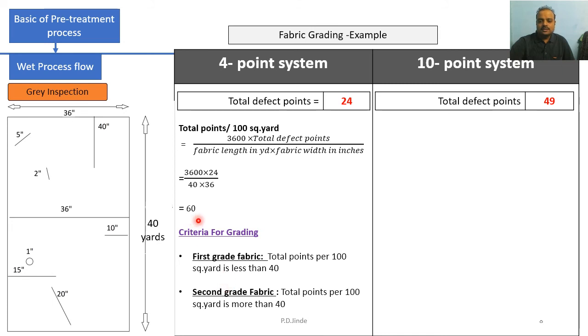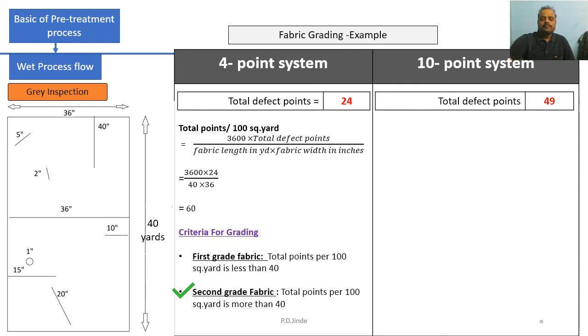Which condition is satisfied, whether first quality or second quality? Is the total defect points 60 less than 40? No. So our fabric is not first grade fabric. What is the second criteria? The second grade fabric is when total defect points per 100 square yard is more than 40. Is it so? Yes, 60 is more than 40. So we consider that our fabric is a second grade fabric according to the 4-point system, right? Have you understood how this calculation works?